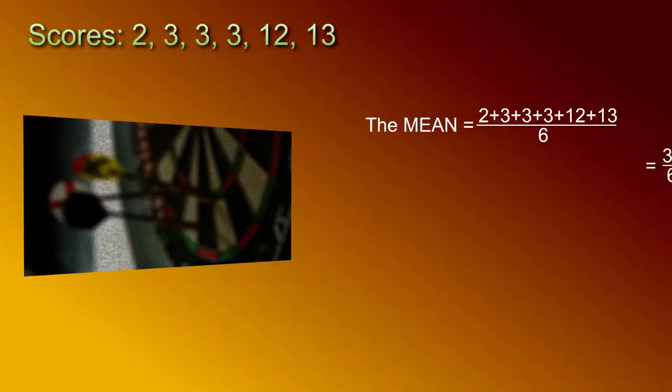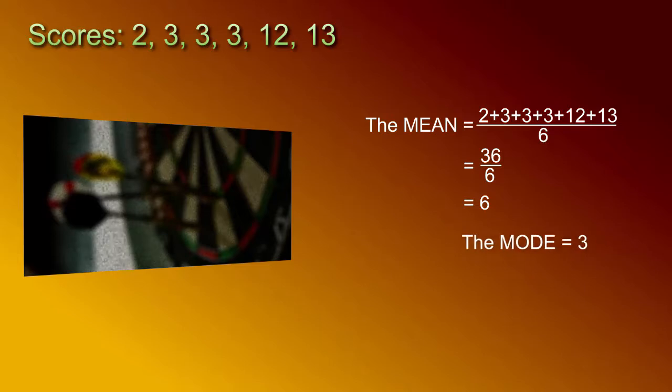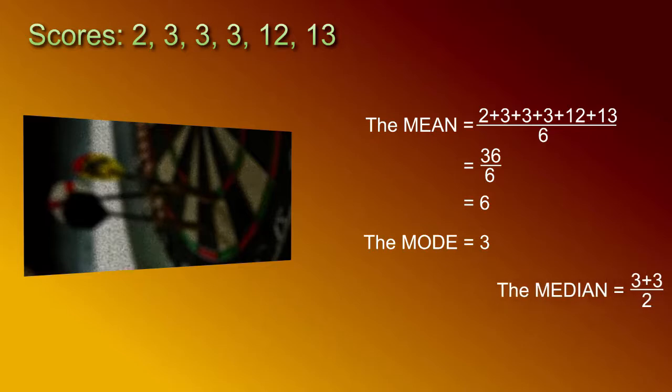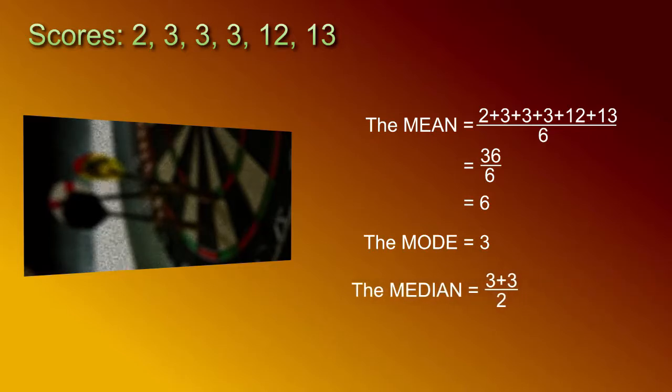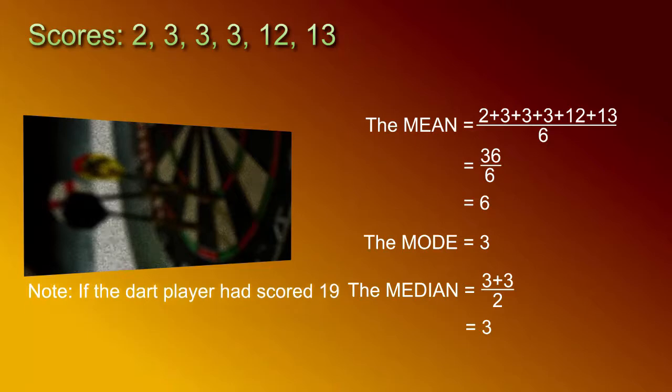So for my not very good dart playing, our scores were 2, 3, 3, 3, 12, 13. The mean is 2 plus 3 plus 3 plus 3 plus 12 plus 13, divided by 6. 36 over 6 equals 6. The mode is 3. The median, since we have an even number of observations, is 3 plus 3, the middle 2 observations, divided by 2, which equals 3.